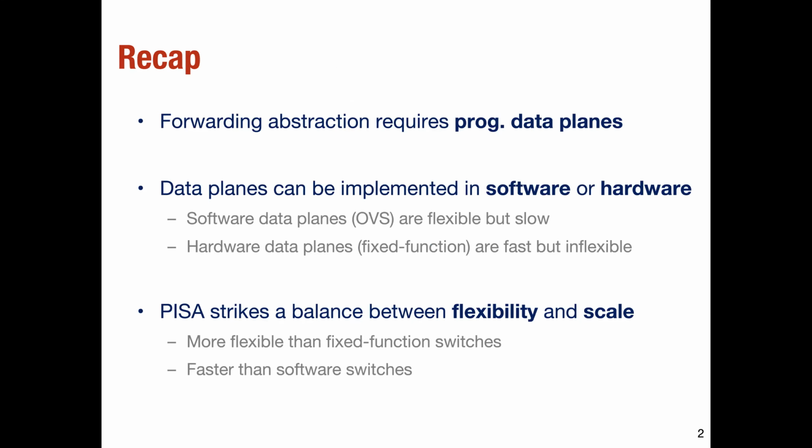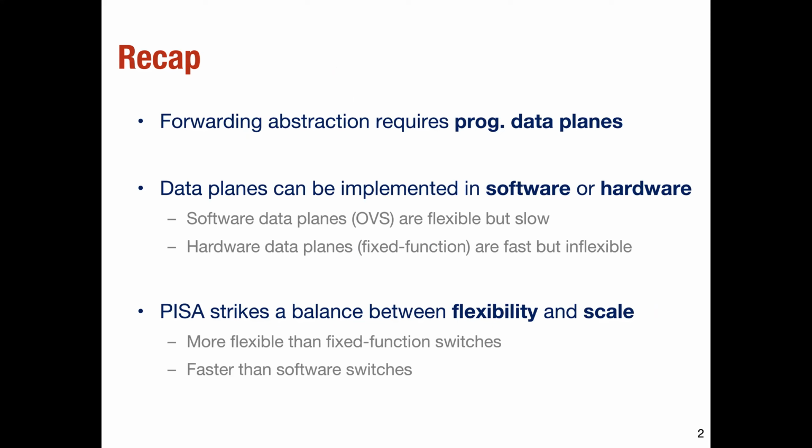So before we do that, let's try to recap. Forwarding abstraction requires a data plane. The last 2-3 lectures were focusing more on programmable data planes. We talked about how data planes can be implemented in software or in hardware. The most popular software data planes are OVS, or Open vSwitch. These are very flexible, but they're slow. Hardware data planes, which conventionally are all fixed function, are fast but inflexible.